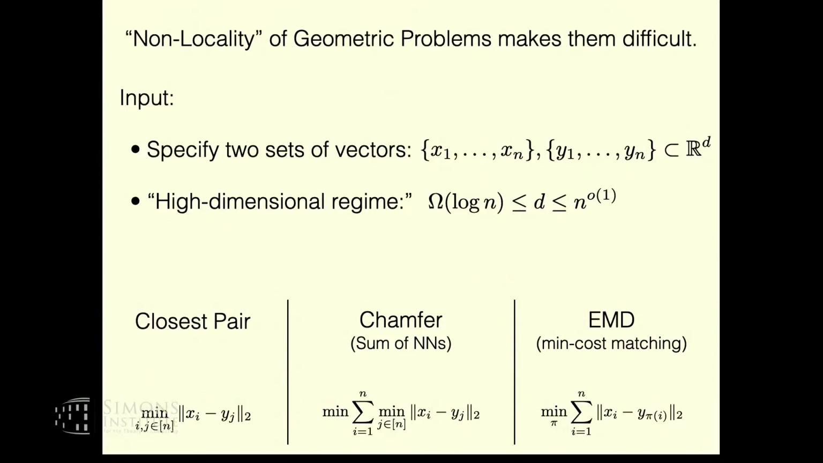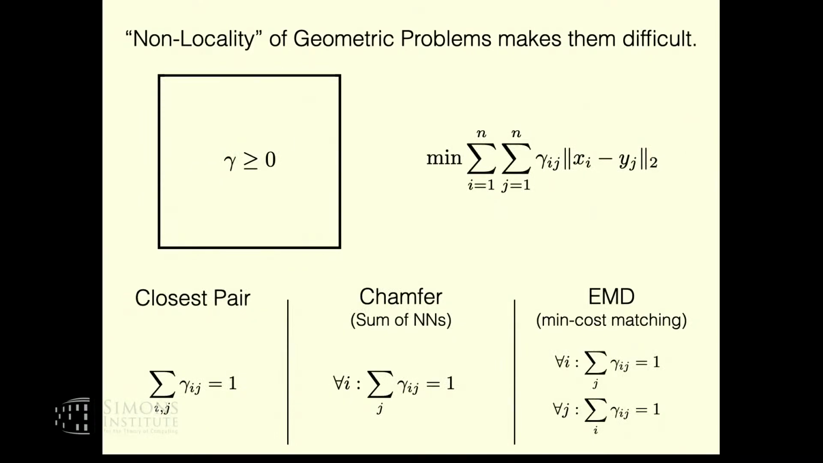OK, so these are the three problems. In order to highlight how they are different, I'm going to write these problems as linear programs, where I'm optimizing over an n by n matrix, where each gamma ij corresponds to how much we care about the pair xi with yj. All these problems have the variables gamma ij for each i and j in n, so there are n squared many variables. And we want to minimize the sum over ij of gamma ij times the distance.